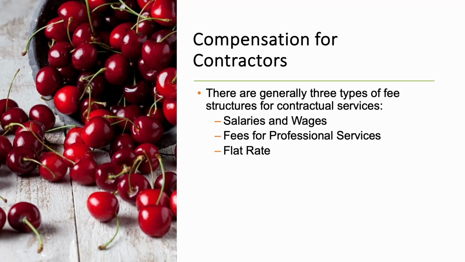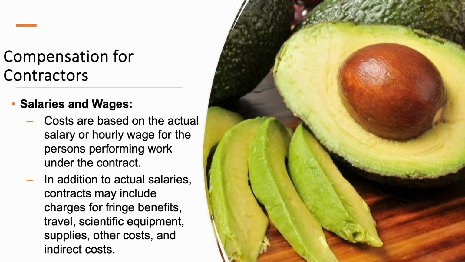There are generally 3 types of fee structures for contractual services: salary and wages, fees for professional services, and flat rate. For the fee structure, salaries and wages, costs are based on the actual salary or the hourly wage for anyone performing work under the contract. The distinction for this fee structure is that in addition to actual salaries, contracts may itemize charges into budget categories for fringe benefits, travel, scientific equipment, supplies, other costs, and indirect costs.